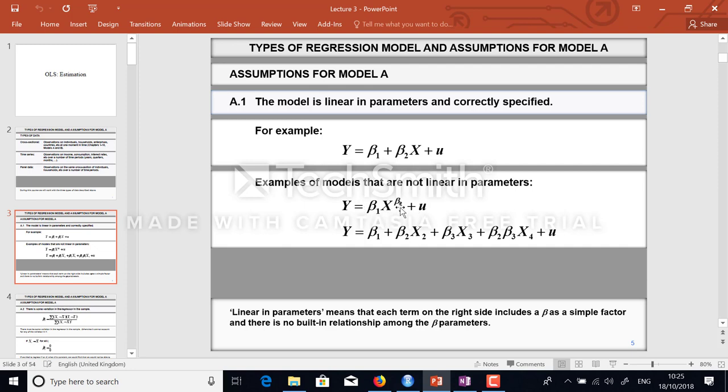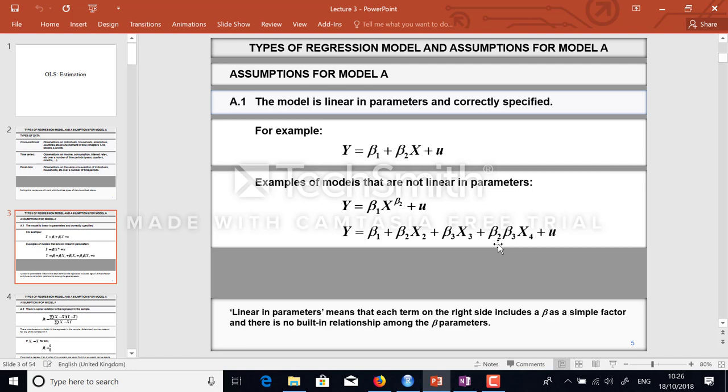Because beta 2, one of the unknowns, is in the exponent of x. And this is also not linear. Although the x's do not have any ratios or fractions or powers, the betas are the ones we're looking at. These are the unknown variables. So beta 2 times beta 3 is creating a function that is not linear.